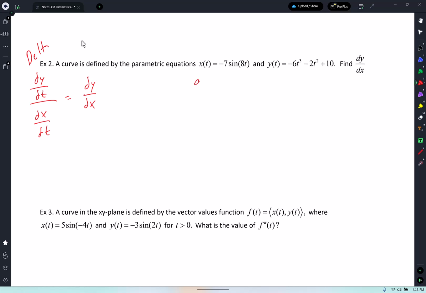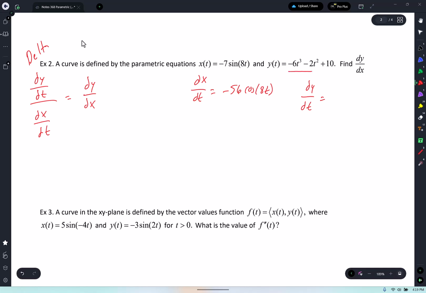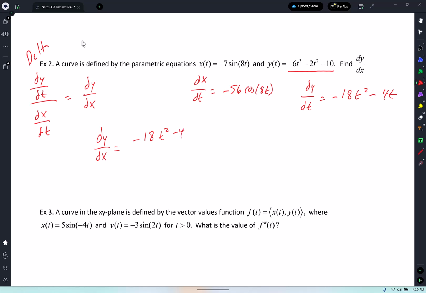All right, here we go. I'm going to go dx dt, and I'm going to take the derivative of this. What's the derivative of negative 7 sine 8t? Yep. Negative 56 cosine 8t, or negative 7 cosine 8t times 8. So you get the negative 56. What's the derivative? So I'm going to write dy dt of negative 6. What's the derivative of this guy right here? Yep. So here it is. dy dx is equal to negative 18t squared minus 4t divided by negative 56 cosine 8t. And there it is. Those t's don't cancel out. That's your dy dx in terms of t.